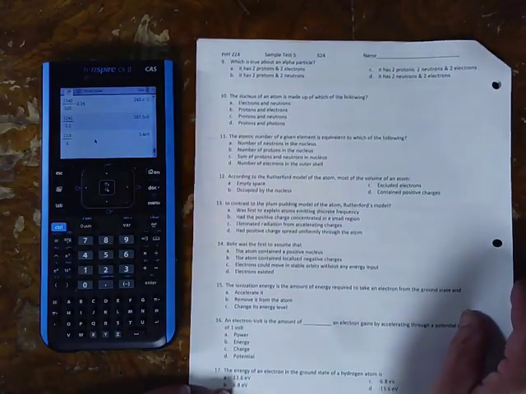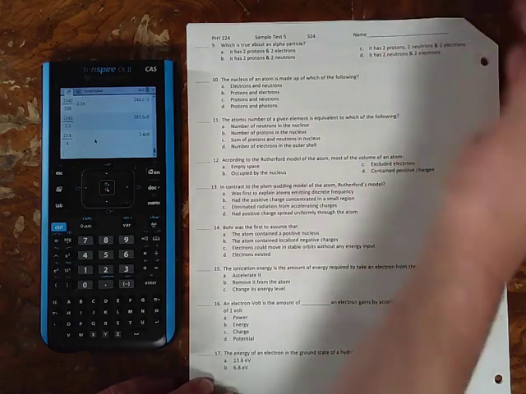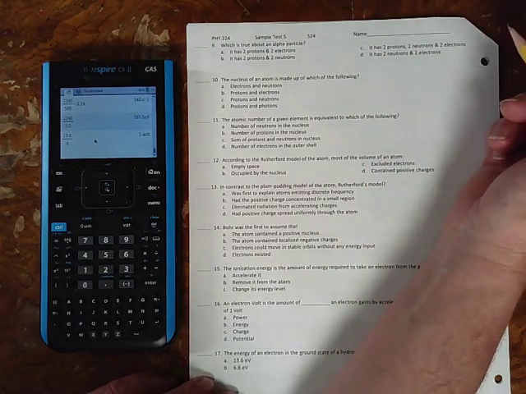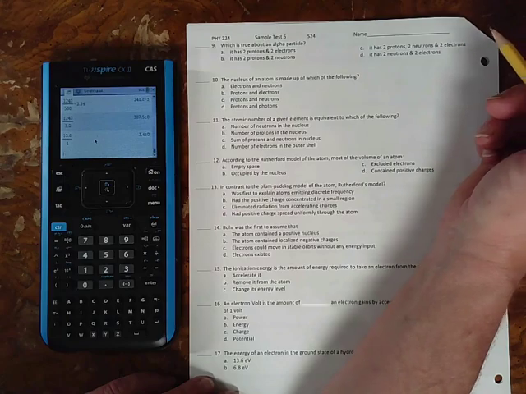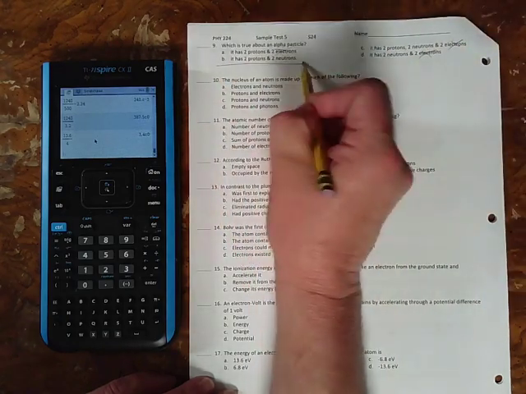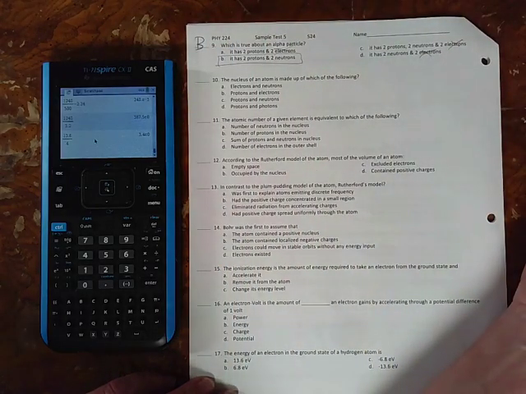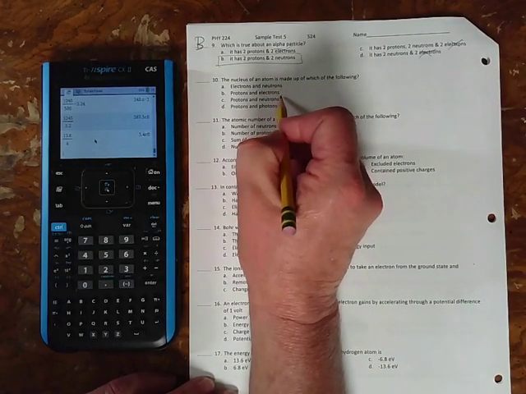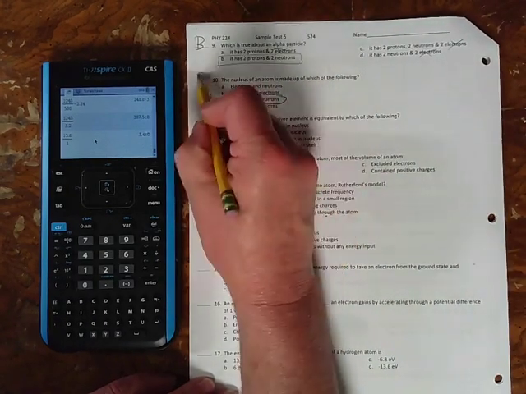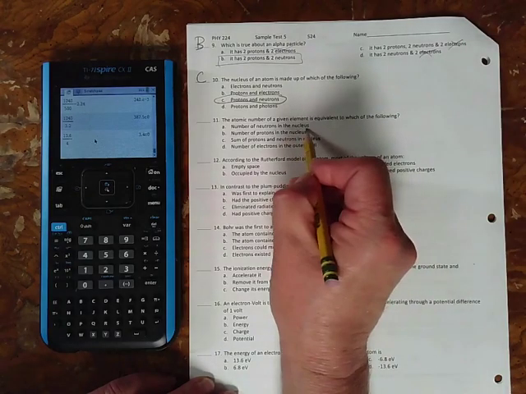Alright, next page. Which is true about an alpha particle? So we had some alpha particles in lab. They were just a helium atom that lost its electrons. So any ones that have electrons are not right. Well, okay, all of them. So it's just 2 protons and 2 neutrons. So that's B. Alright. The nucleus of an atom is made up of what? Okay, this is getting pretty basic. Just protons and neutrons. The atomic number of a given element is equivalent to which of the following? Number of protons.